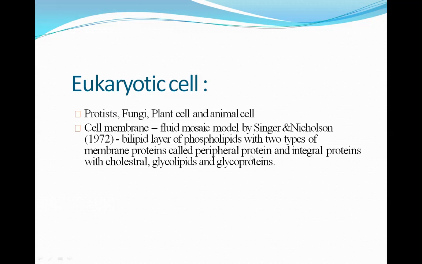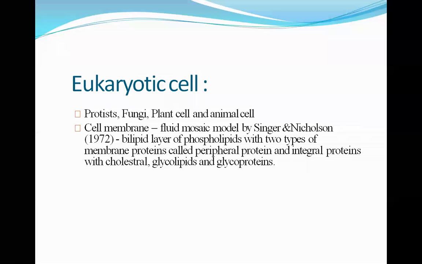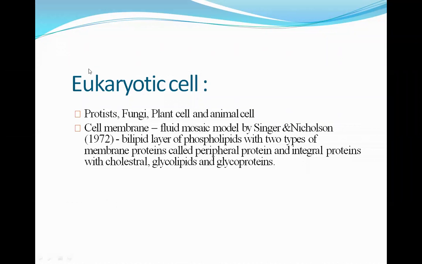So these two proteins are helpful in passing ions or other substances. If a calcium ion is needed inside the cell and it is present outside the cell, then with the help of the peripheral protein and integral proteins, the outer calcium ions are passed to the inner side of the cell. So this is about the eukaryotic cell.